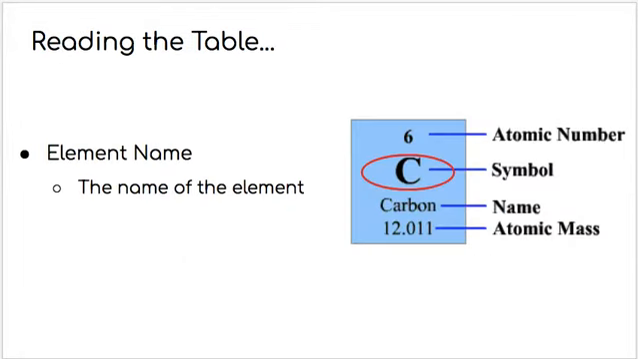So the first thing that we need to know how to do while reading the table is to recognize the element's name. Not much to say about this one. You generally find it somewhere towards the bottom of the square, and it is simply the name of the element. In our example, we're going to be looking at carbon. So you can see here, the name of the element is simply written out towards the bottom of the square.